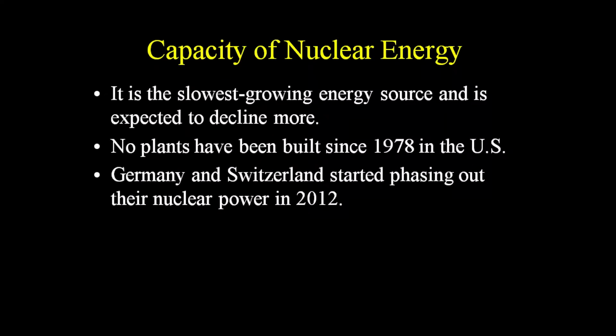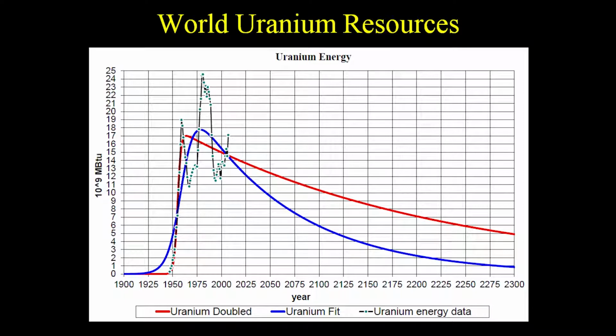It is the slowest growing energy source and is expected to decline more. No plants have been built since 1978 in the United States. In 2012, Germany and Switzerland started phasing out their nuclear power. This figure shows that proven reserves of uranium have peaked and are going down rapidly. Current nuclear plants consume around 1.75% of estimated high-grade uranium reserves per year. At this rate, the present resources would last 57 years.